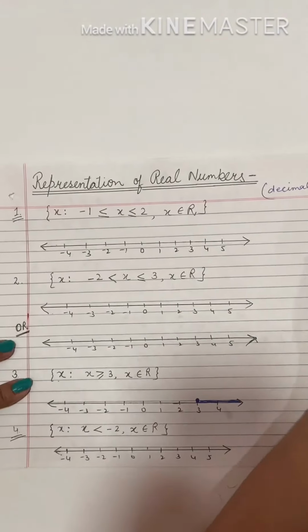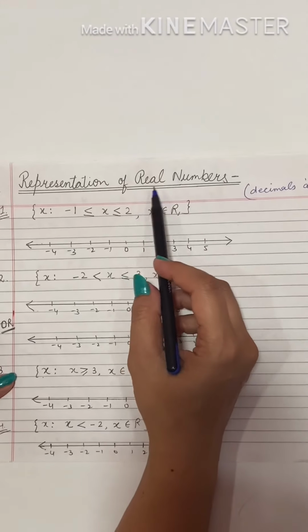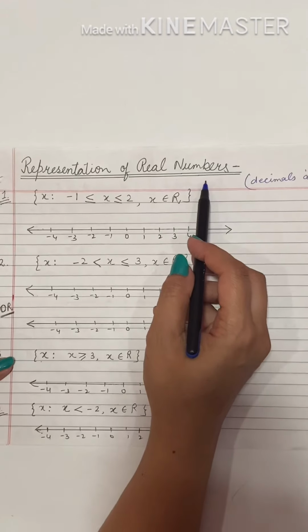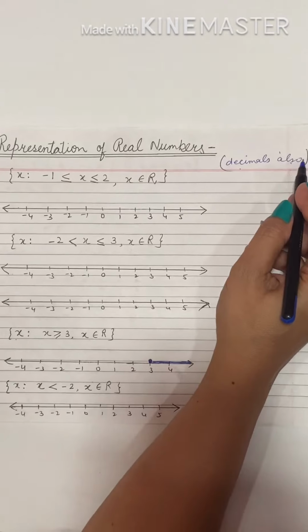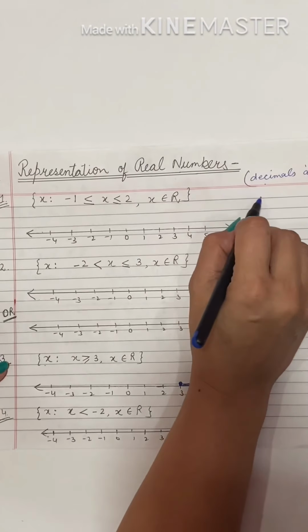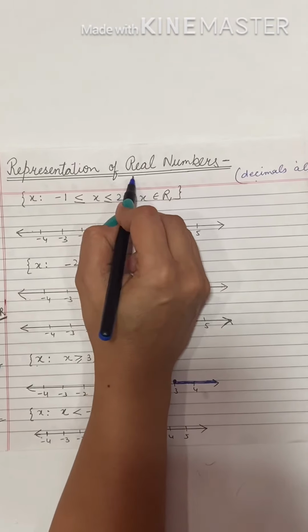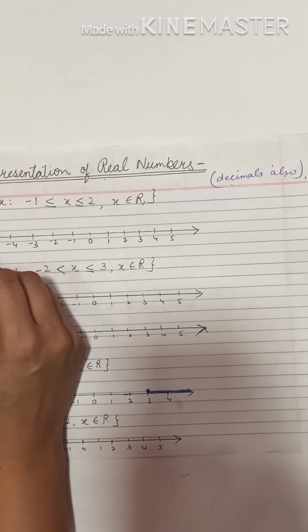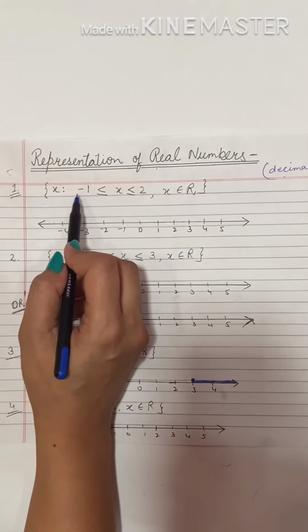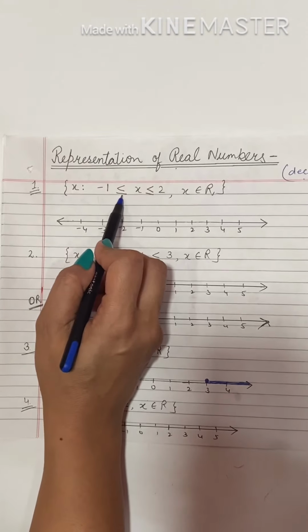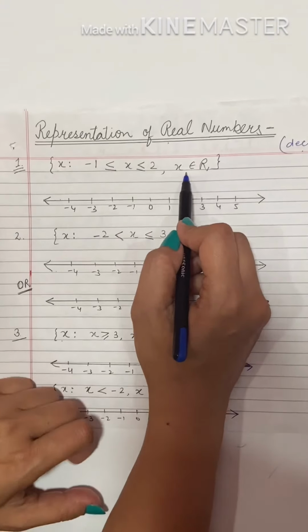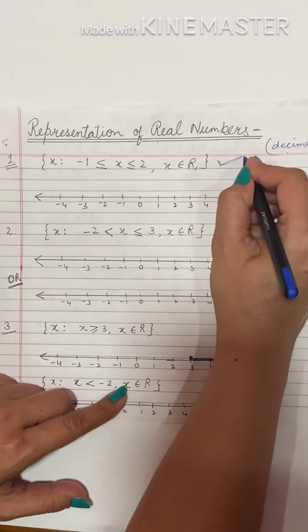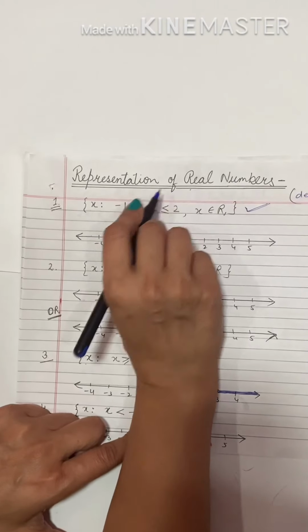Next, representation of real numbers. Now when we have to represent all the real numbers, they include the decimals also. So we need to take all the decimals in this case. We can't specify particular points in case of real numbers. So in this case, let's take the example. x is coming, -1 ≤ x ≤ 2 and x belongs to real numbers. This is how you are going to give the solution set in case of real numbers.